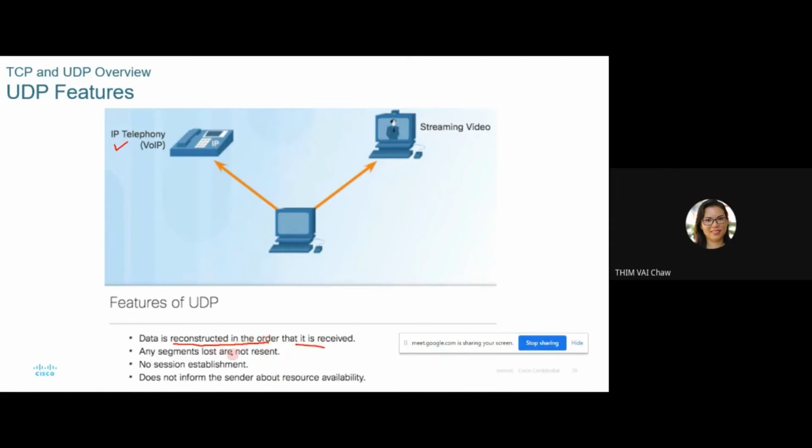This is the one he mentioned. Any segment loss is not resent. No session is established, which means there is no three-way handshake. No connection is established before sending the data, and it does not inform the sender whether the destination resources are available. That's why they do not have a three-way handshake. I always mention it like that.